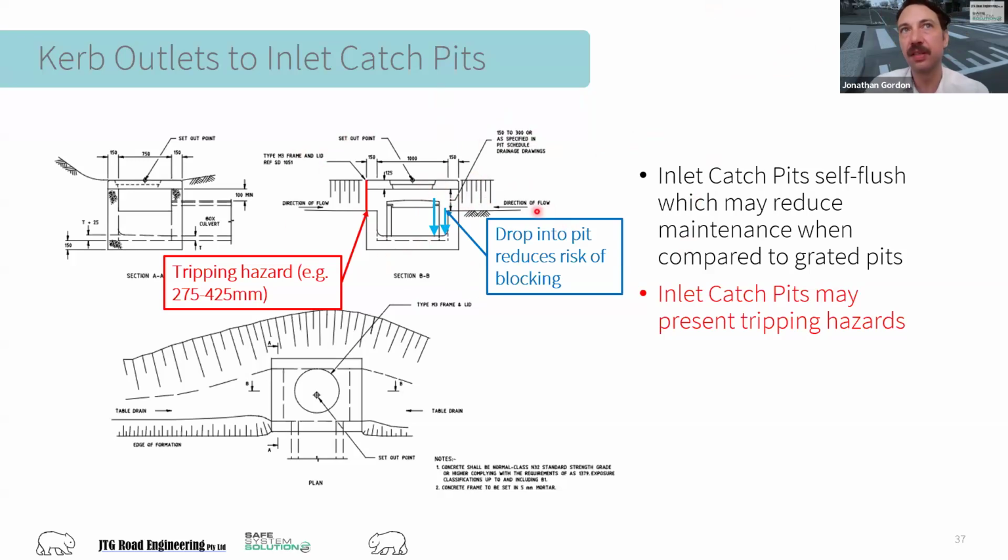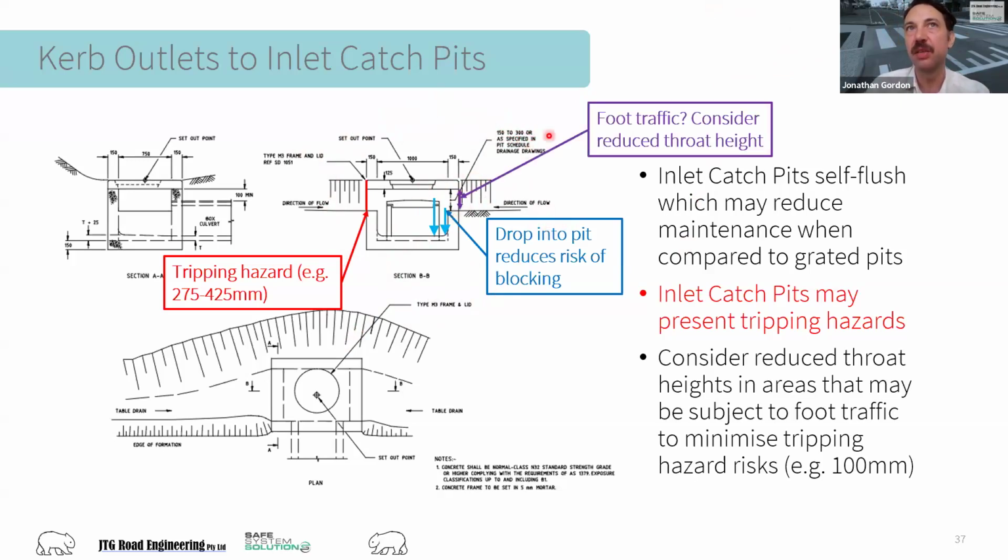So if we're going to consider these near our projects as an alternative to a graded pit, I'd be saying consider potentially reducing this to something a lot more considerate of tripping hazards. And whilst it might not be conforming to this drawing here, I'd be saying that around 100 millimeters is better at a tripping hazard level than the recommended 150 to 300 here.